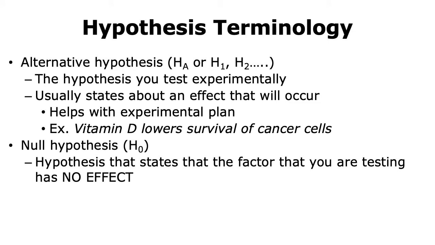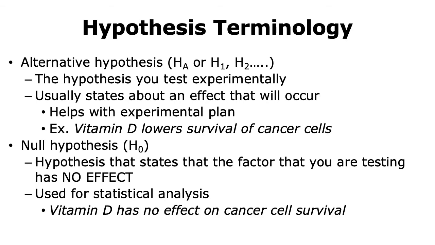This is the hypothesis that states that the factor that you are testing has no effect, and it is prominently used for statistical analyses. Thus, for our alternative hypothesis, where we stated that vitamin D lowers the survival of cancer cells, the corresponding null hypothesis would state that vitamin D has no effect on cancer cell survival. It should be noted, to have a null hypothesis, the experiment should have numerical data or quantitative data.